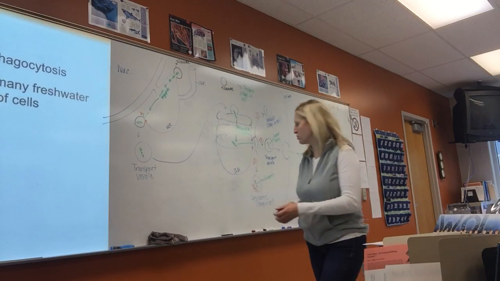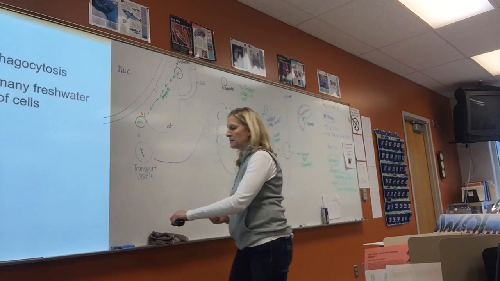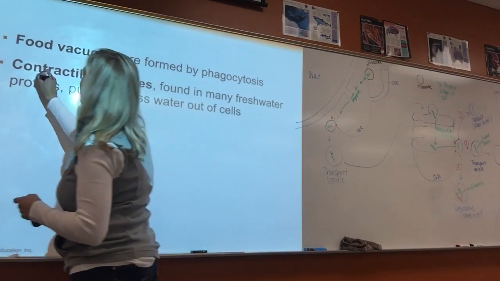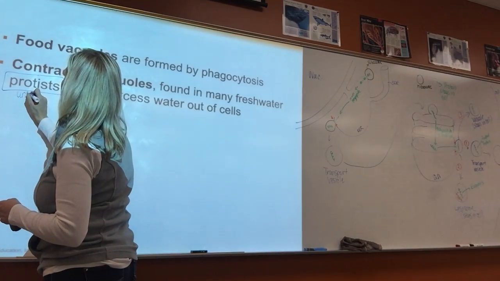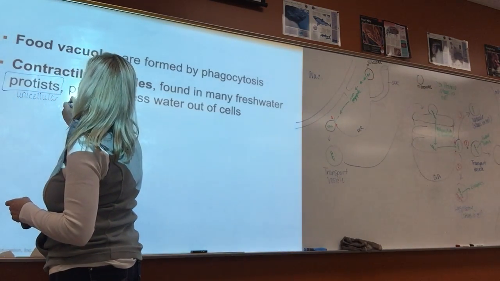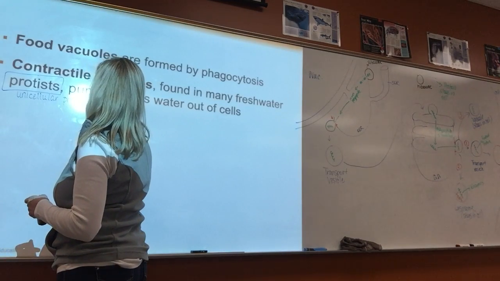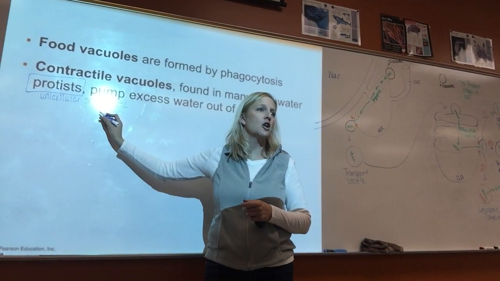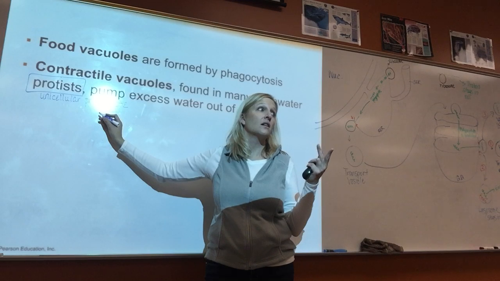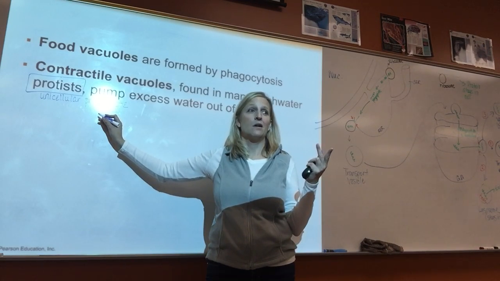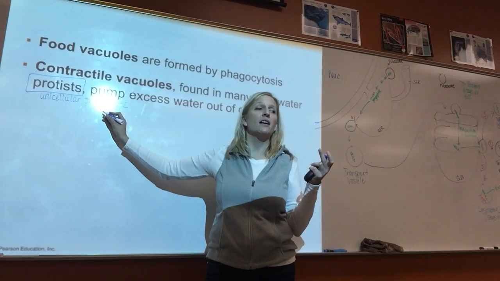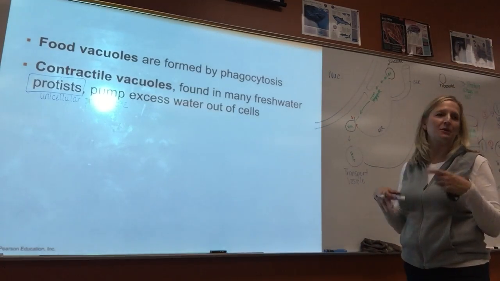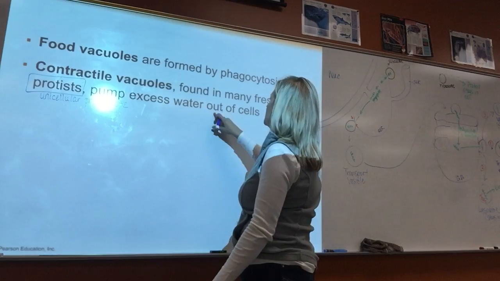Found in many freshwater protists. So let me talk about what a protist is here. So freshwater protist, this is a unicellular eukaryotic cell. What does it mean to be a eukaryote? It has a nucleus, and not necessarily a cell wall, but membrane-bound organelles. All right, so mitochondria, chloroplasts, endoplasmic reticulum, all of that kind of stuff. It says it pumps excess water out of cells.